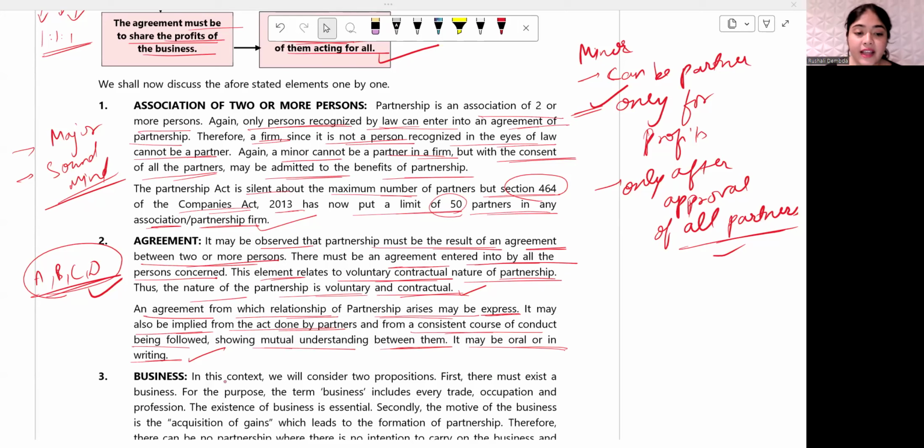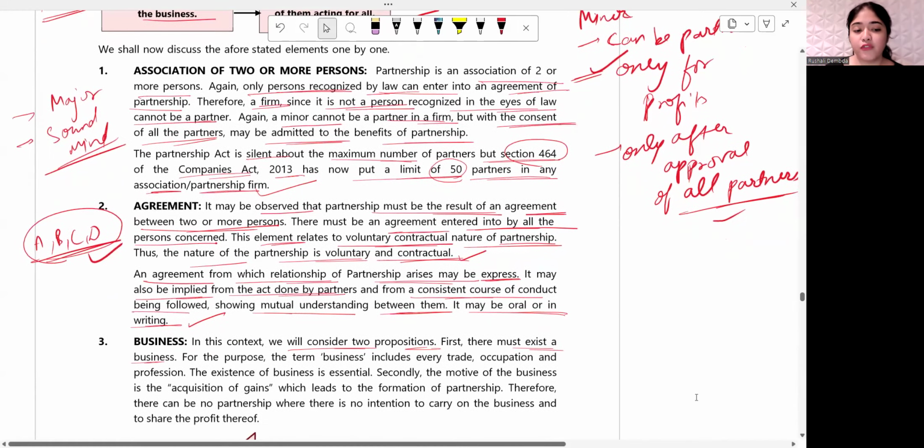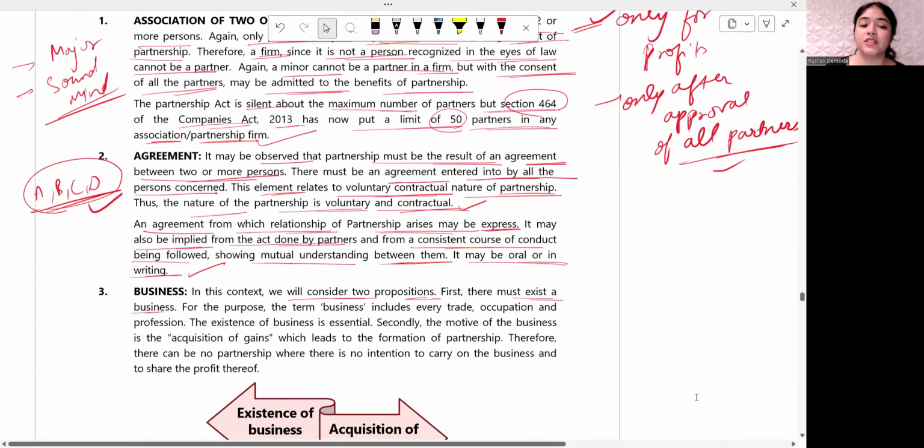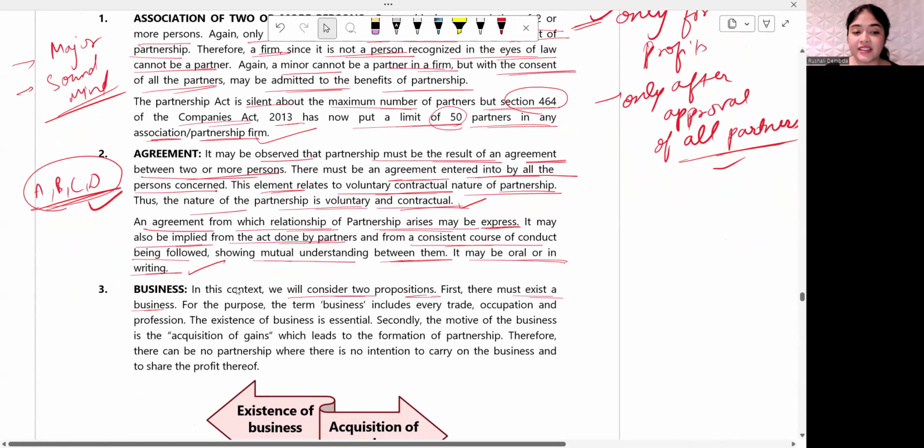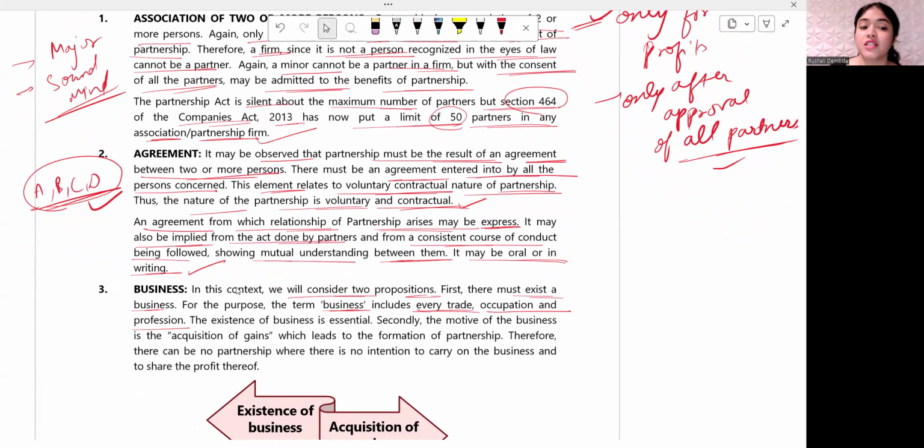Business. In this context, we will consider two propositions. First, there must exist a business. So for a partnership, why are they getting into a partnership? Because they want to earn profits, and you can earn profits from a successful business. So a business should be in existence, for the term business includes every trade, occupation and profession. Two doctors also can come together and enter into a partnership. That is also a professional business, right? Any trade, any occupation or profession.